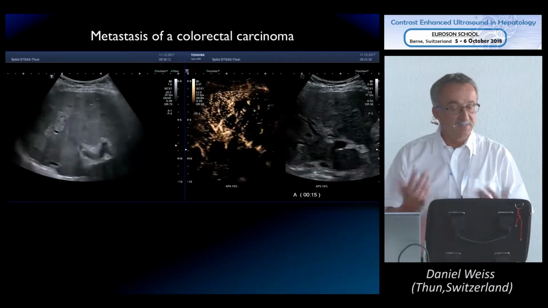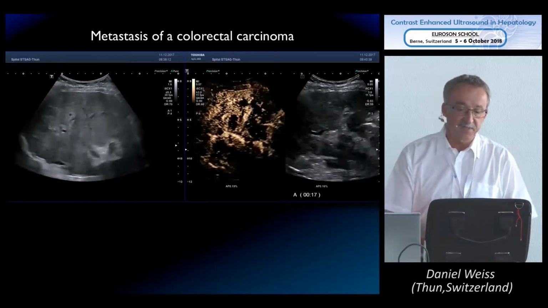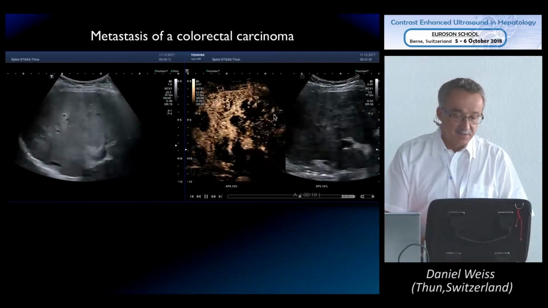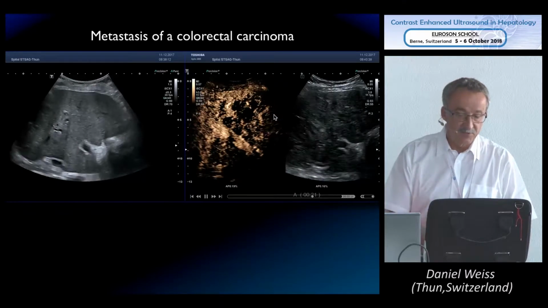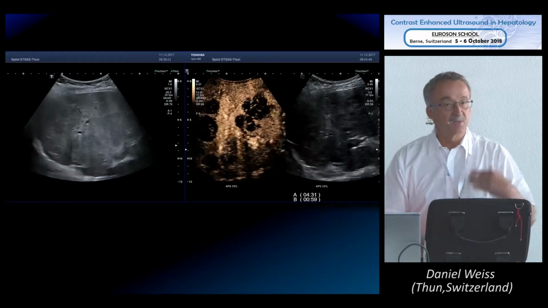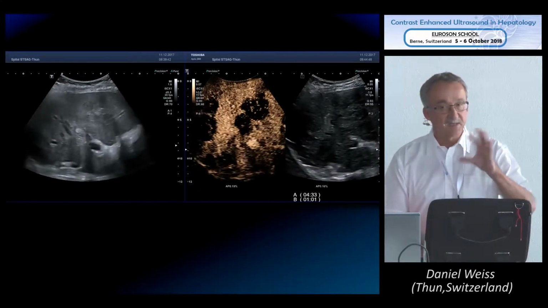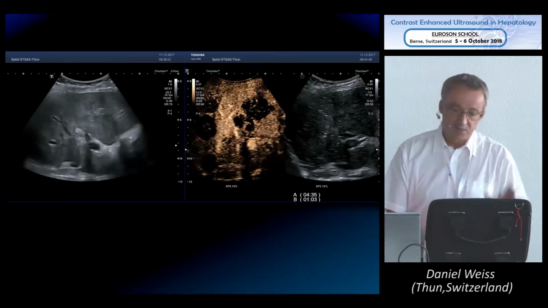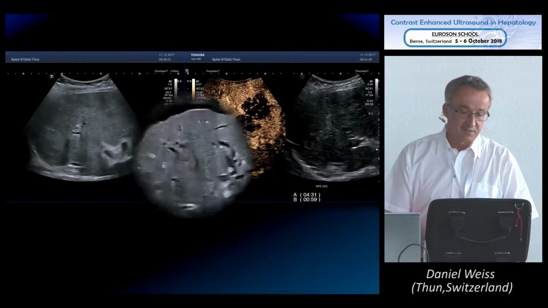Of course, you can see these metastases also in the arterial phase, like here. But you have to be aware when you want to measure all these metastases, it's better to wait to the late phase when you see very clearly the borders, the markings of these metastases.